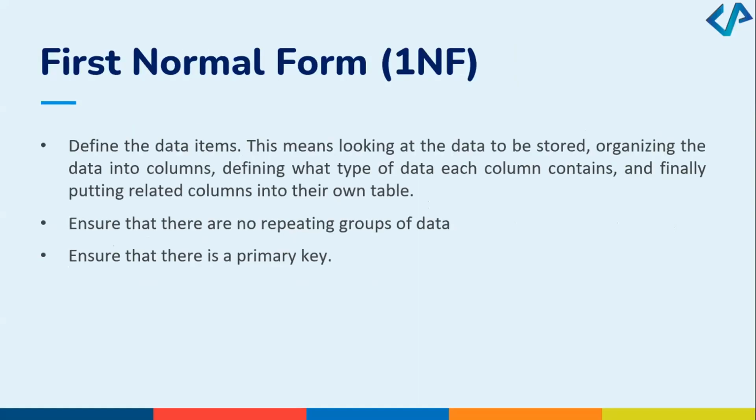Okay. Now, what does 1NF mean? It says you define the data items, look at the data to be stored, organize, and then put the data into columns. You then define what kind of data each column will have. And once you have decided everything, put the related columns in their own tables, right? So the whole idea is your information should not be repeating again and again, right? It should not be there in multiple tables. So ensure that there is a primary key. This is one of the first normalization form. Any example that comes to your mind?